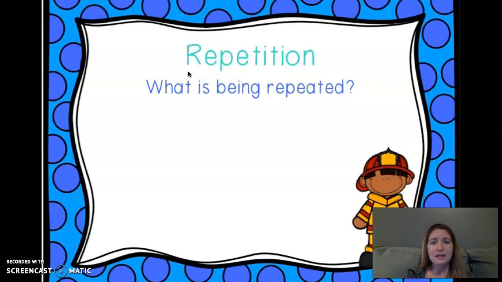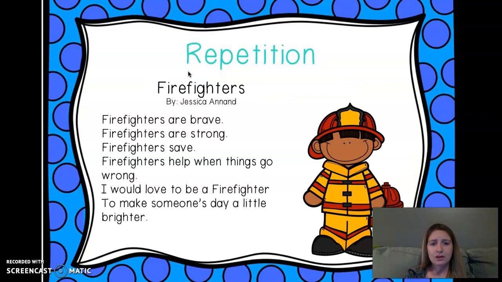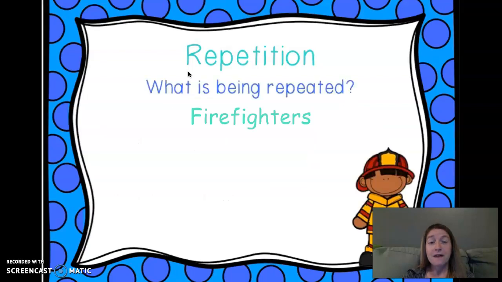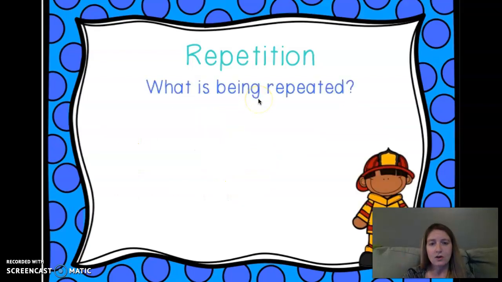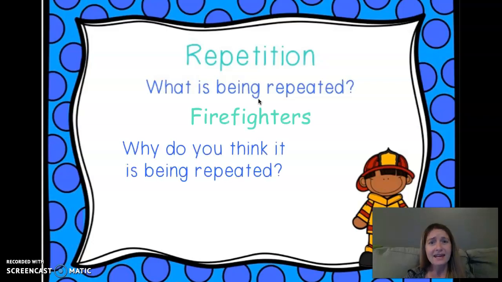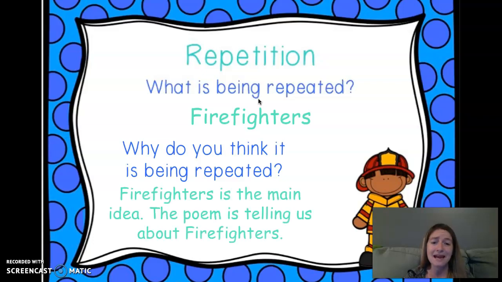So what is being repeated in that poem? Ready? I'll show you again. Firefighters. That was said a lot of times. 1, 2, 3, 4, 5 times. 6 if you count the title. So that was being repeated. That's repetition. And it's being repeated because it's the main idea of the poem. The poem is telling us about firefighters, so the poet used that word over and over again, so you would know that was the main idea.